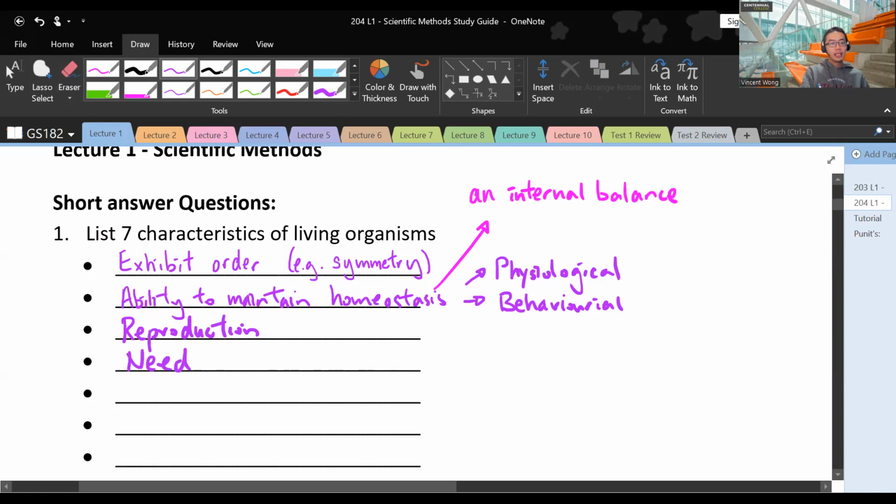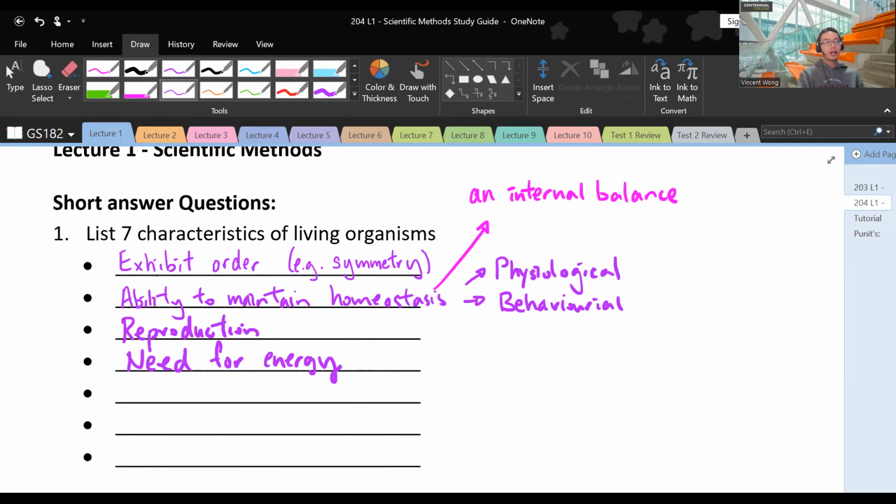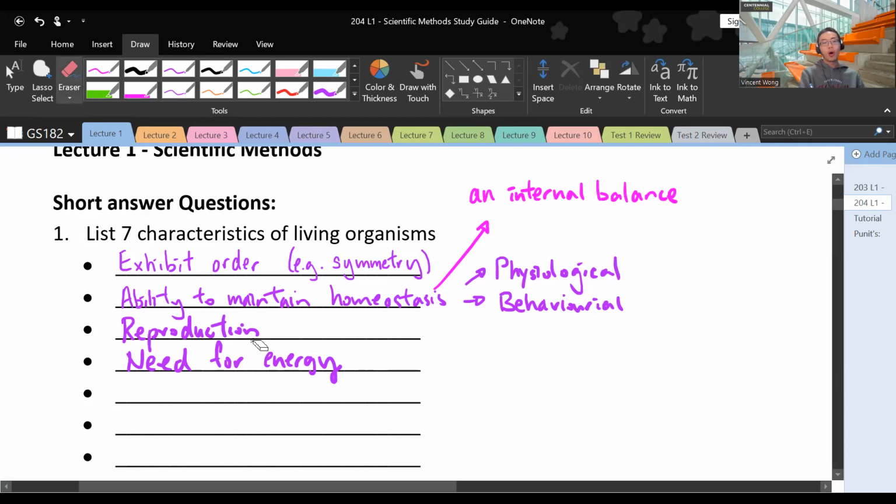Okay, I have a couple more suggestions coming from the chat box. Very good. The need for energy. Either you are a consumer, which means you consume other organisms for energy, or you might be a producer, like a plant that produces its own food by using the sun's energy. But either way, you're going to have some kind of requirement for energy. Okay, Tamara said growth and development. That's correct as well.